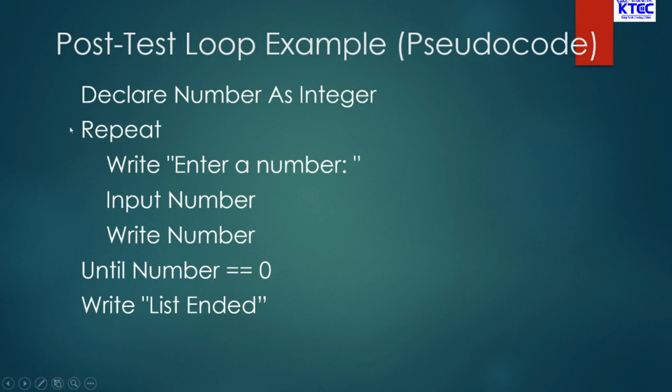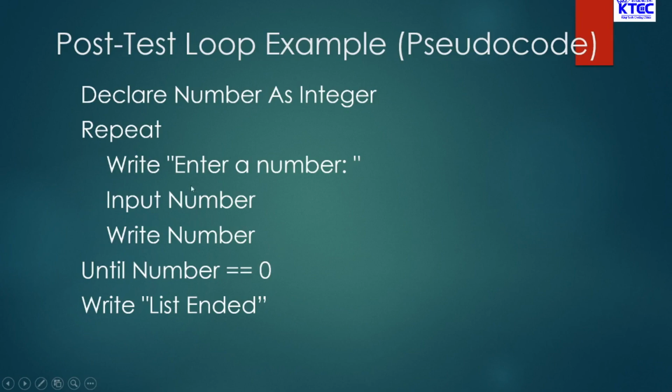So let me go over again. Declare number as an integer. So whatever number you enter, it will check. So repeat means you have the opportunity to repeat, but there is a condition at stake which checks anytime you input a number. So write, enter a number. This displays on the screen. The user sees this and then you enter a number. After that, since it is a post test, it will write the number before it will check. Post means after writing the number, check. So after you enter the number, it will write the number and check. Is the number equal to 0? If it's equal to 0, then write end of list. Then that is it. If it's not equal, then enter another number again.